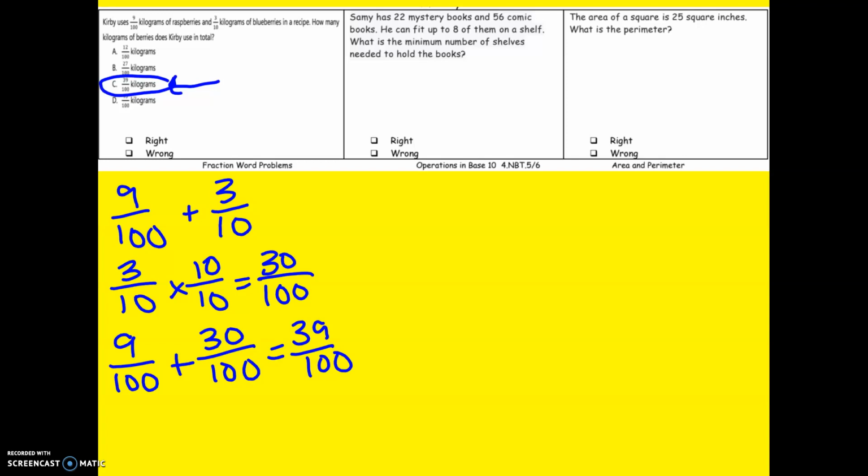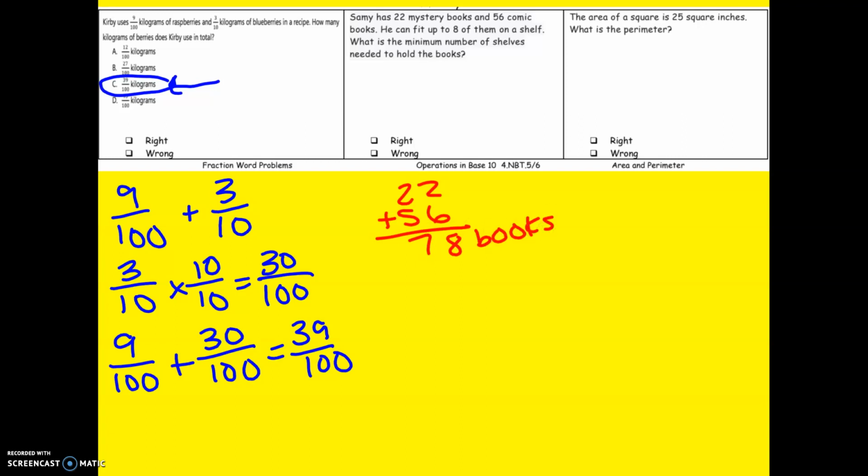Let's look at the second problem. It says that Sammy has 22 mystery books and 56 comic books. He can fit up to 8 of them on a shelf. What's the minimum number of shelves needed to hold all of the books? So my first step is going to be to find how many total books there are. So I'm going to add the 22 and the 56 together to see what the total books are. So there's 78 total books.